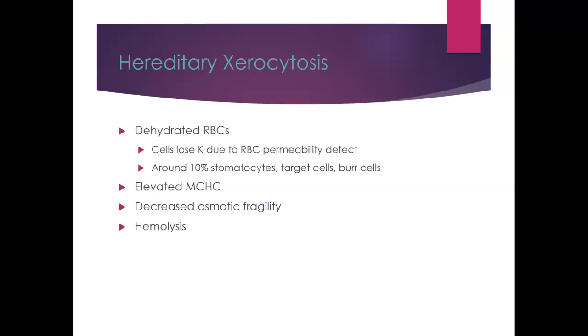The next one is hereditary xerocytosis. This is where cells lose potassium due to an RBC permeability defect. We see around 10% stomatocytes, and we see target cells and burr cells as well. With this one, there is elevated MCHC, decreased osmotic fragility, and hemolysis. So the difference with that one is the loss of potassium.